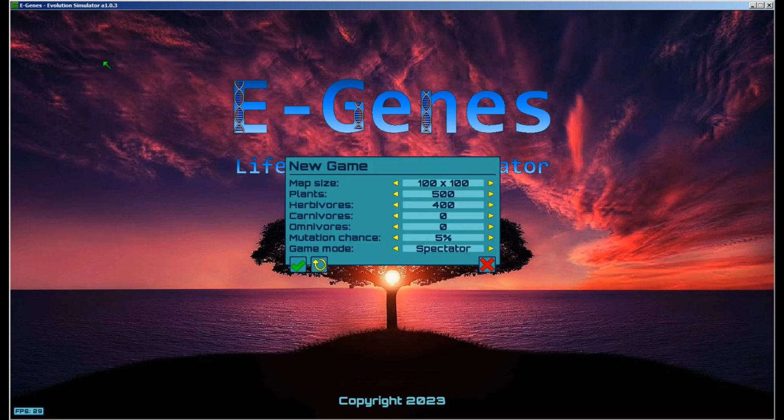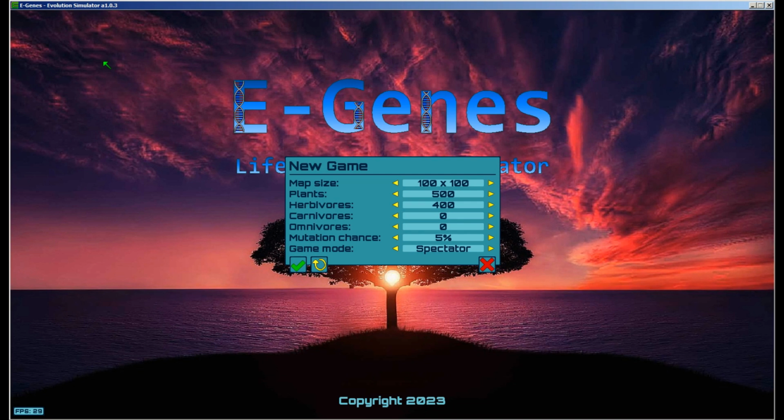This is the new game menu. Here you can configure the simulation parameters. From the top to bottom, the first parameter is the size of the map. The second parameter is the amount of plants. The third parameter is the amount of herbivores. The fourth parameter is the amount of carnivores. The fifth parameter is the amount of omnivores.